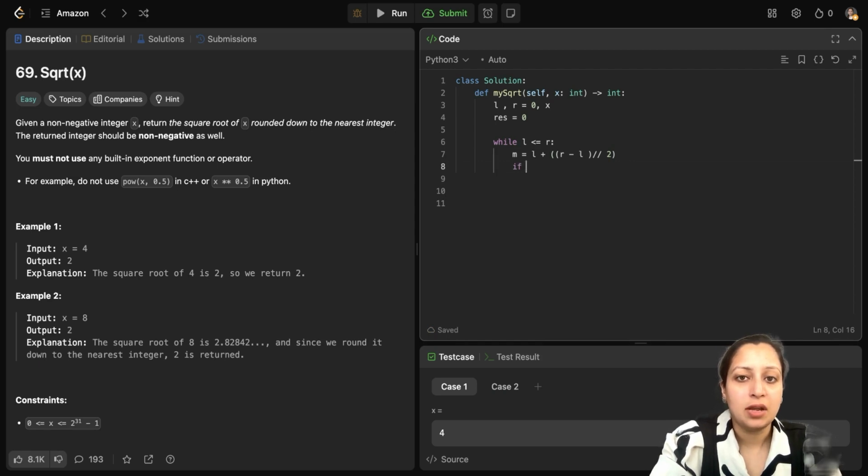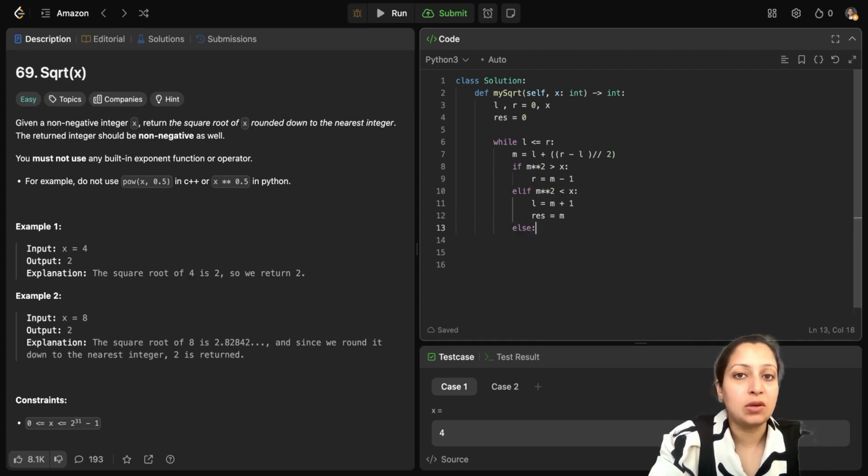And then I check if m square is greater than x. If m square is greater than x, then in that case, I update my right pointer to m minus 1. Else if m square is less than x, in that case, I have to update my left pointer to m plus 1. And I also have to update my result to m because m could be a candidate for my result. Otherwise, which would be the case that m square is equal to x and you have the exact value, in that case, you just return m because you have found the square root. Now, when you are outside the loop and you have run the entire loop, then you can return your result. So that's the entire code.